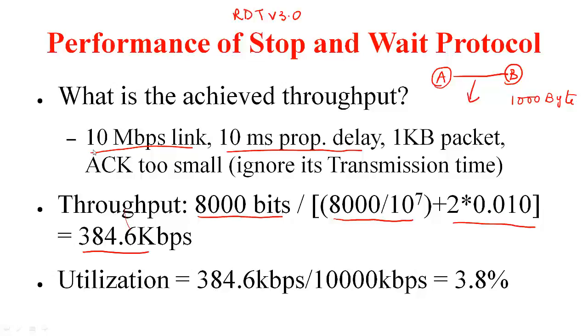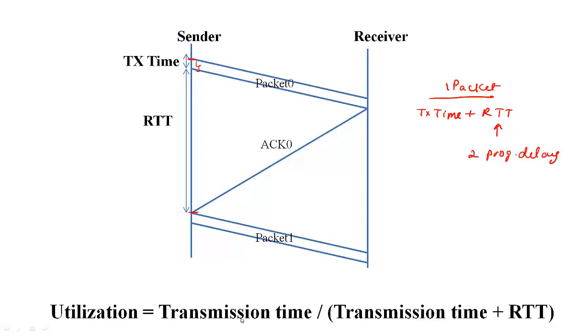Now remember, the original link was a 10 Mbps link and all you managed to get was 384.6 kbps. So the utilization as such is only 3.8% of the link bandwidth. So it is extremely poor utilization. The same can be calculated in this fashion also. Out of this whole time, the useful work that got done was just this much time. So the useful work is transmission time over transmission time plus RTT. For this entire RTT duration, the link was idle. So you wasted the resources. So this is an extremely inefficient protocol.